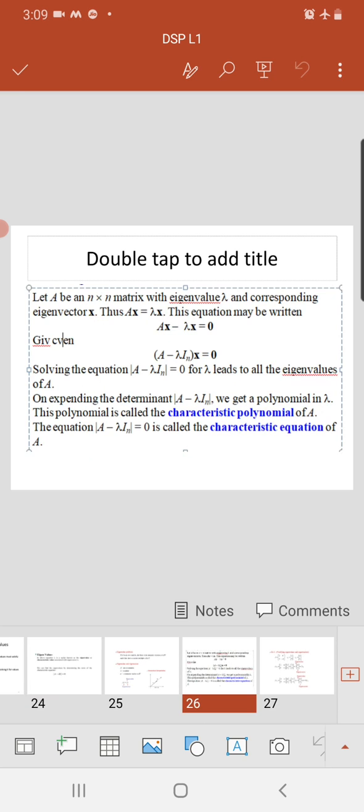Let A be an n by n matrix with eigenvalue λ and corresponding eigenvector x. So Ax = λx. This equation can be written as Ax − λx = 0, that is, (A − λI)x = 0. So we are solving the equation det(A − λI) = 0, where the solutions for λ give all the eigenvalues of A. On expanding the determinant of A − λI, we get a polynomial in λ. This polynomial is called the characteristic polynomial of A. The equation det(A − λI) = 0 is called the characteristic equation of A.